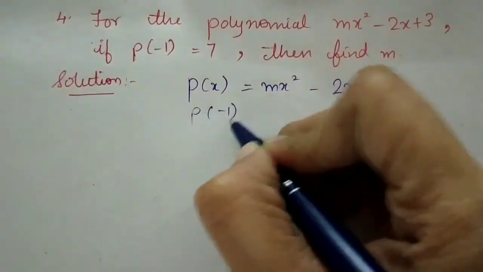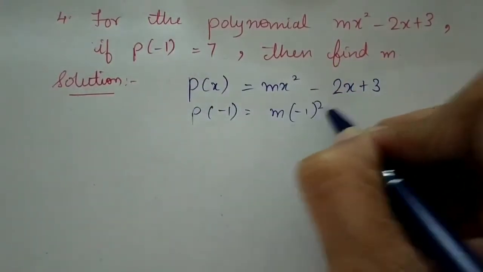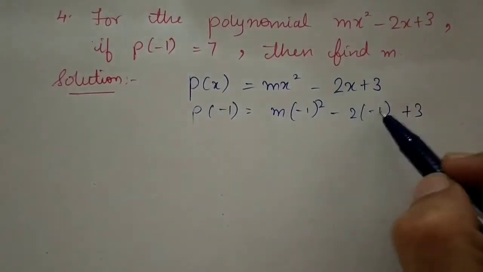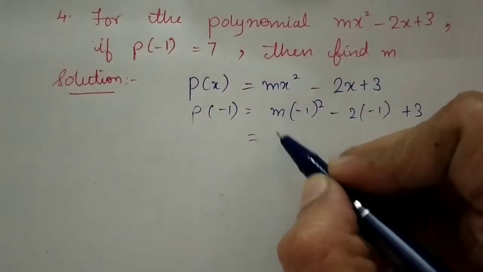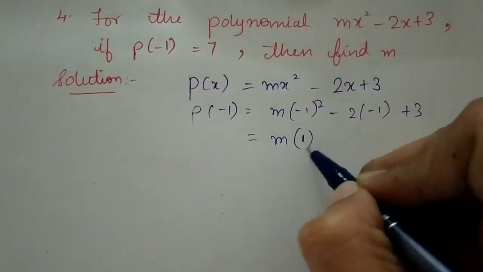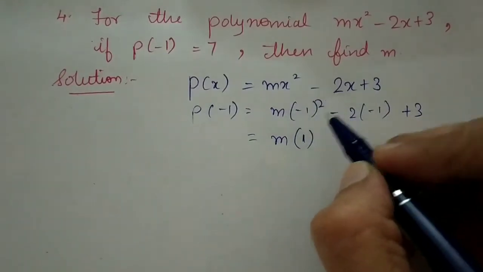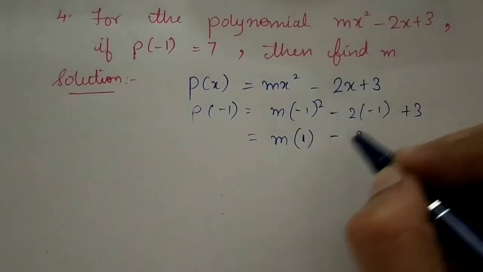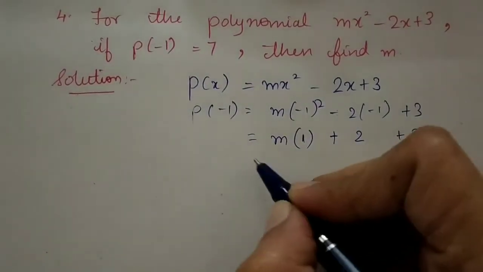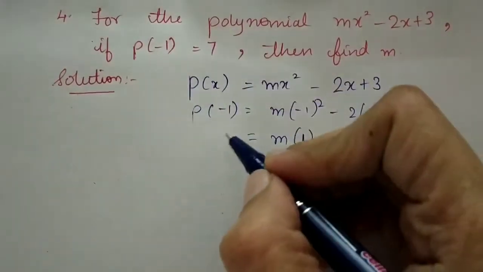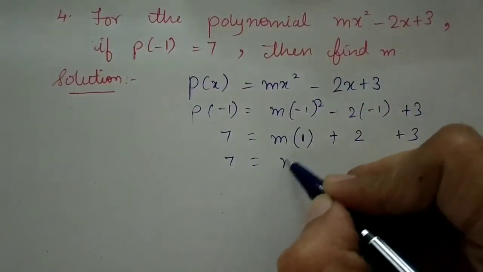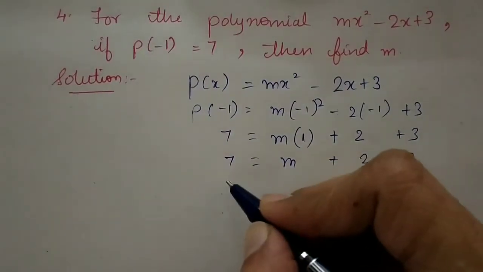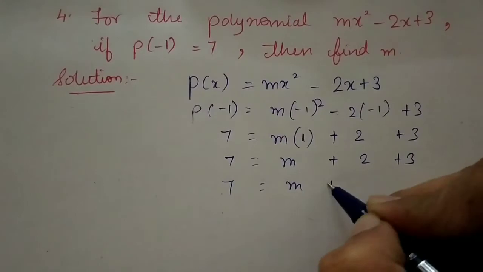P of minus 1, I'll write down m into minus 1 square minus 2 into minus 1 plus 3. Okay, in place of x I've put minus 1 here. Now minus 1 square will be 1 because our power is even. So this minus will turn to plus. Minus 2 into 1 is 2. Minus into minus is plus. And this is plus 3. Okay, p of minus 1 is given to us as 7. So this will come 7. Now m into 1 will be m. 2 plus 3. So this is 7 is equal to m plus 5.